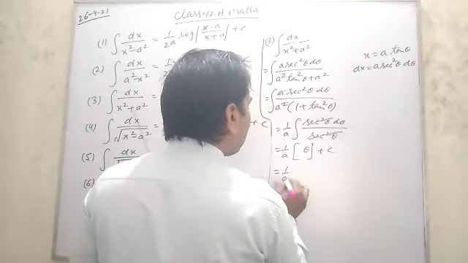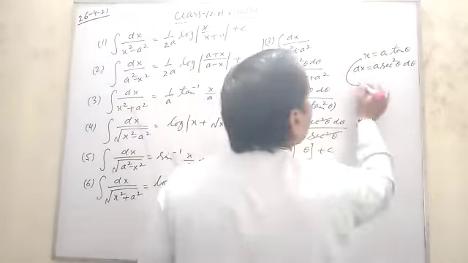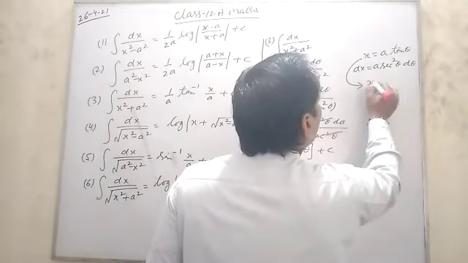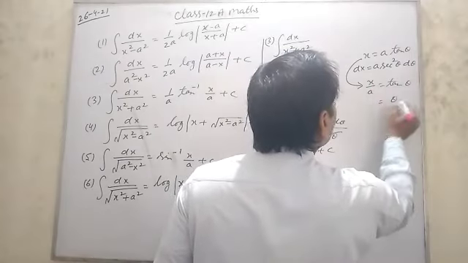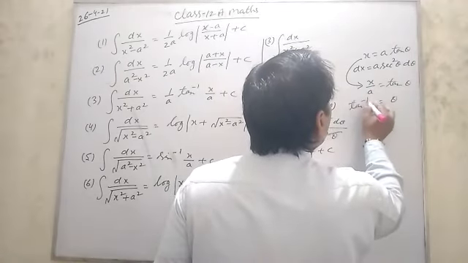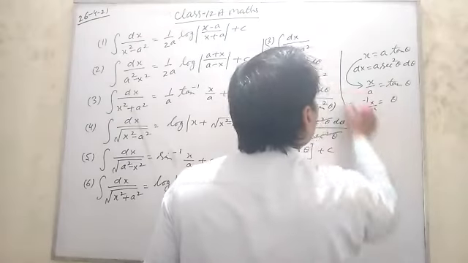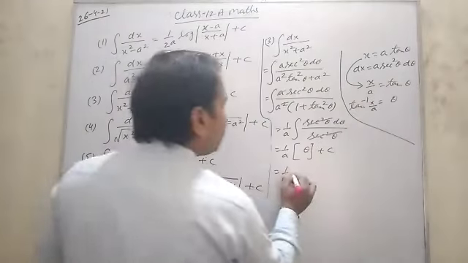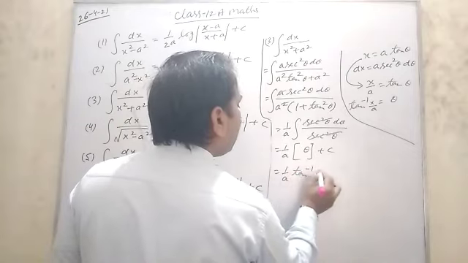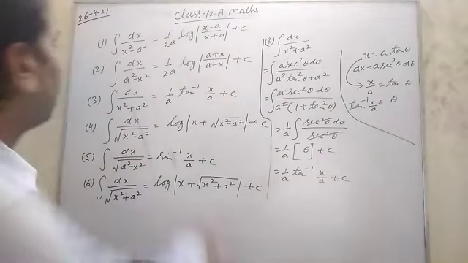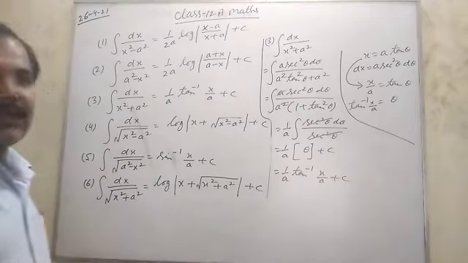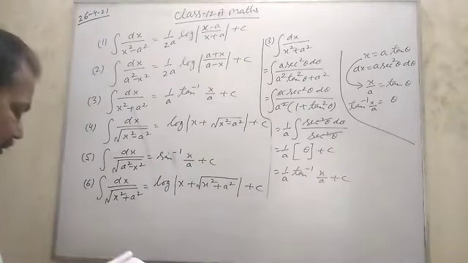So 1 upon a, and from here you find the theta value. So x upon a equals tan theta, so theta is equal to tan inverse x upon a. Put it here. So 1 upon a tan inverse x upon a plus c. That is the formula. Clear? So like that also you can verify.